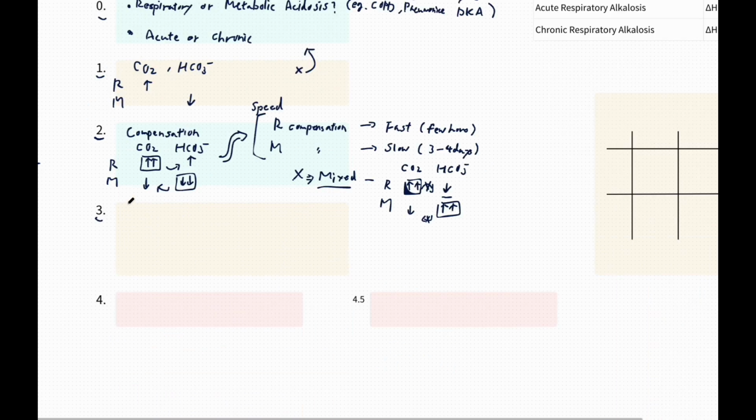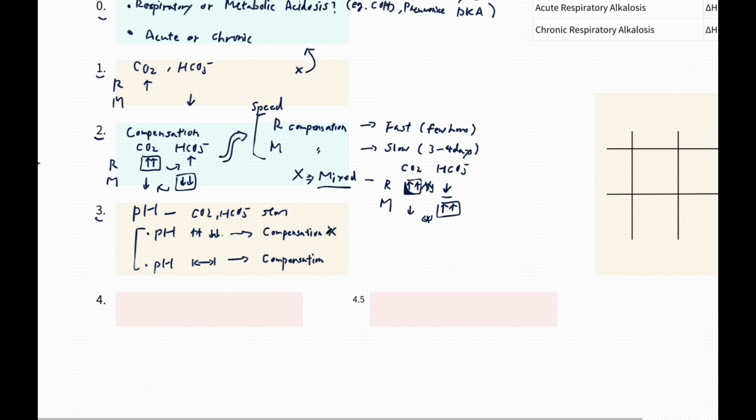Now check the pH. Ask whether the changes in CO2 and bicarbonate form a single consistent story. If pH is markedly abnormal, compensation is incomplete. I mean, compensation is not enough to make the pH normal. If pH is near normal, it is complete compensation, or a mixed disorder. If the movement of pH is unexpected, go back again and review the history and clinical information.